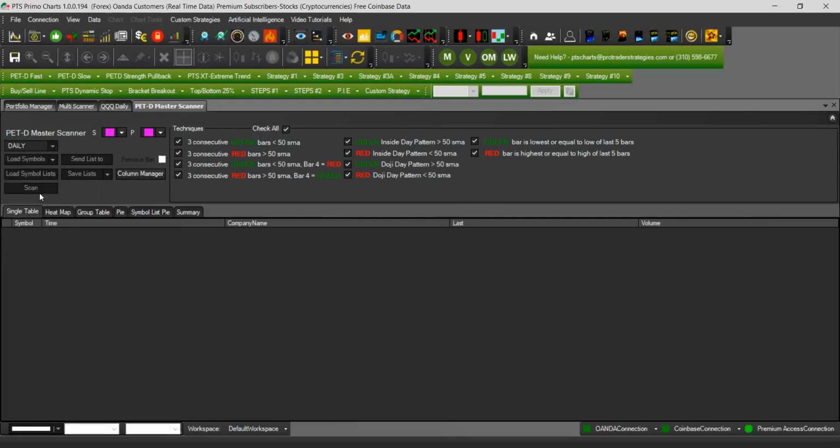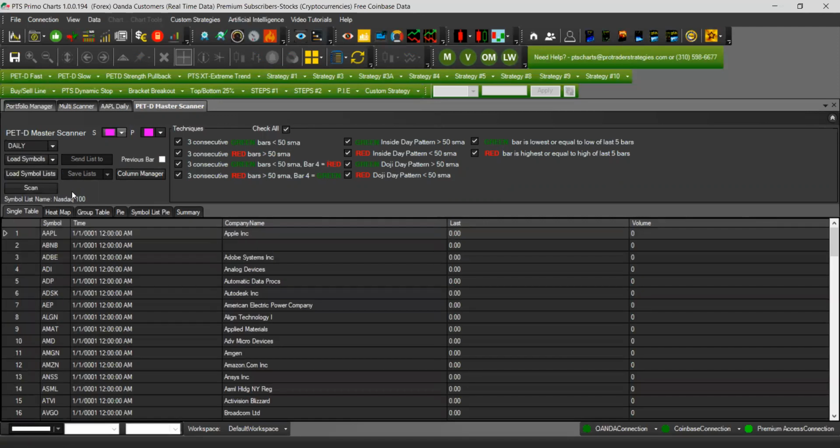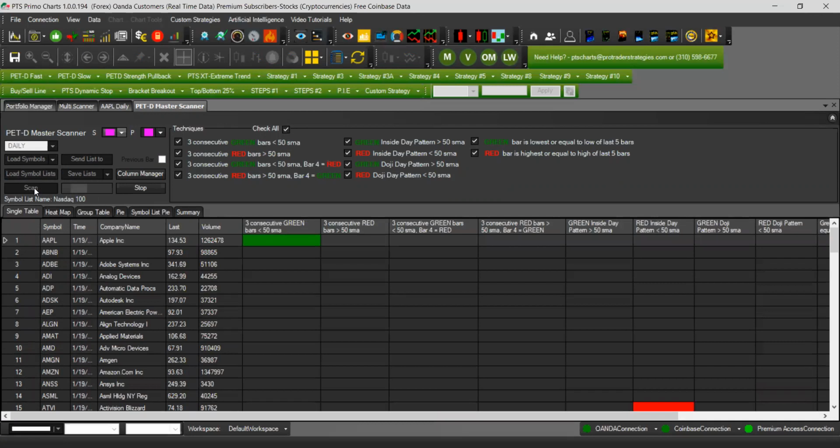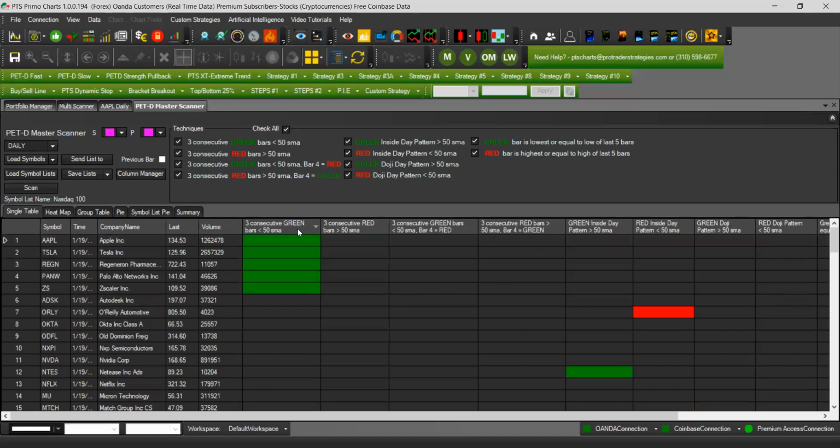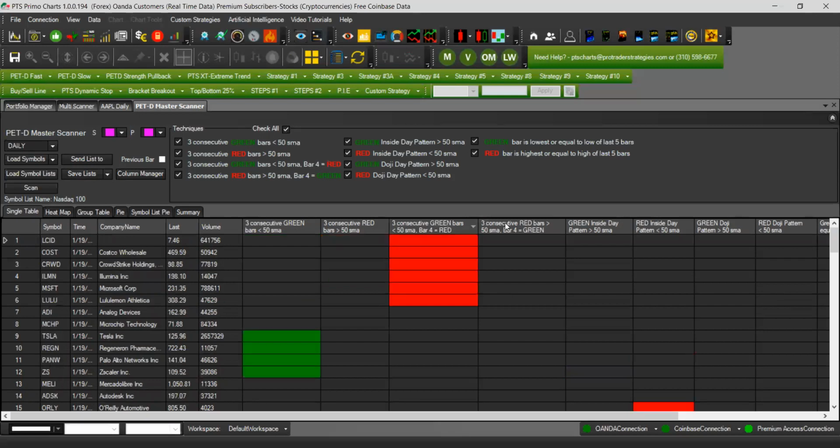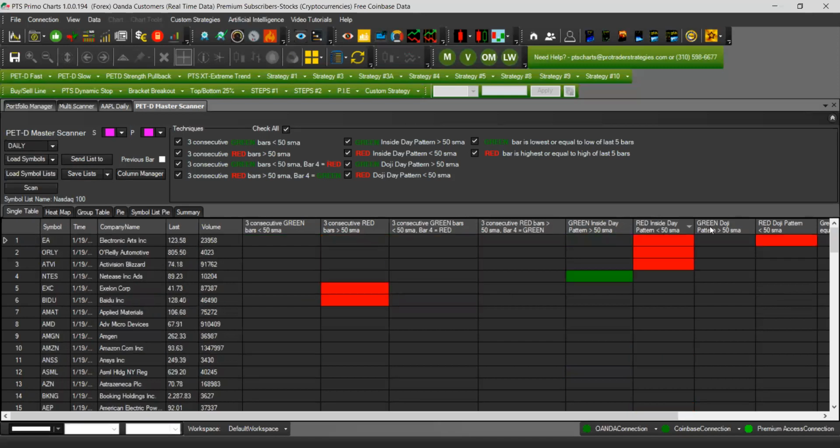I'm going to load a list of symbols, the NASDAQ 100. My platform is connected to the premium access connection at this time. So I'm just going to go ahead and scan for what is happening today. The scanner is going to take some time, and you're going to see the results, green or red, depending on the buy setup or the sell setup that is being filtered here. So if you click on the title of the setups, they will come up to the top. And this is pretty much how you do in all of the scanners.